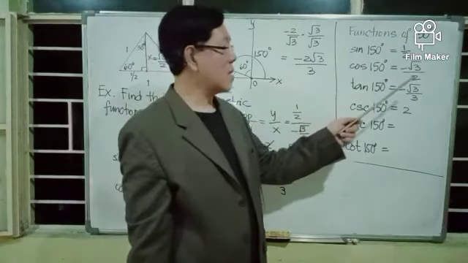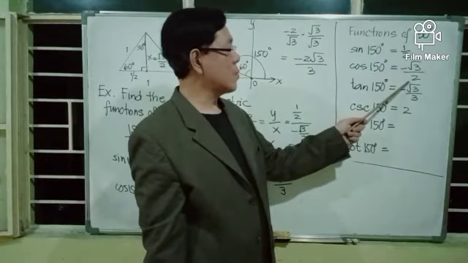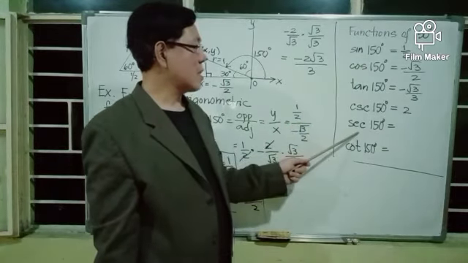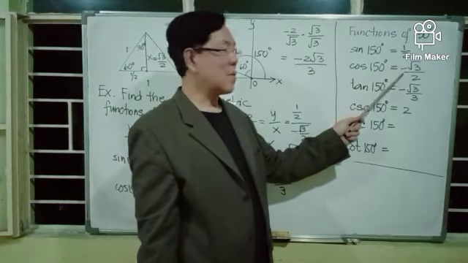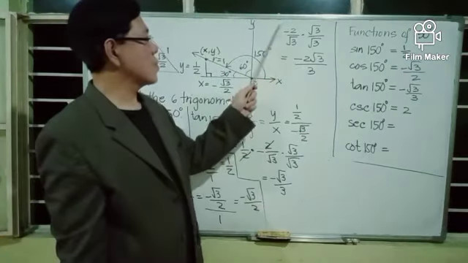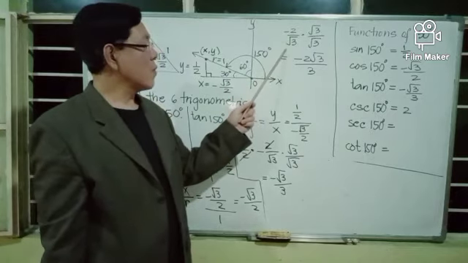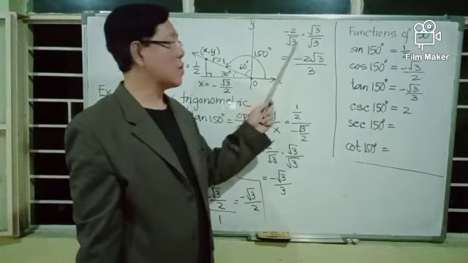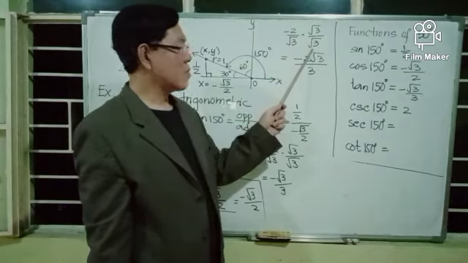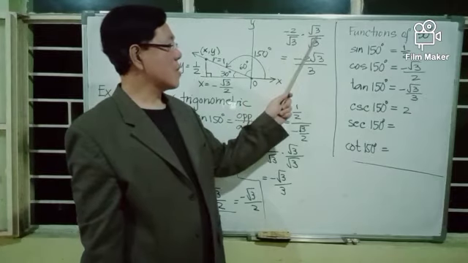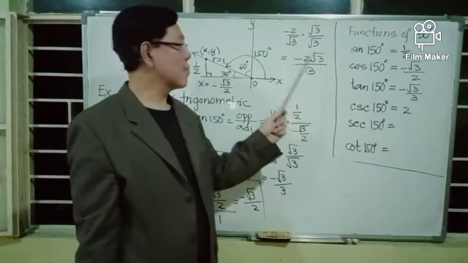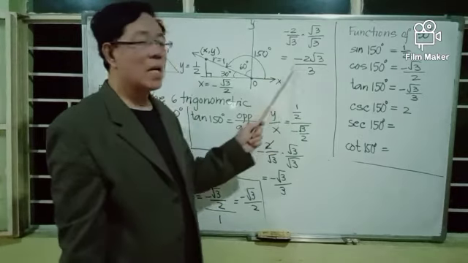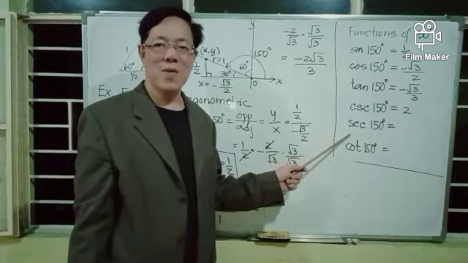The reciprocal again of negative square root of 3 over 2 is the value of secant of 150 degrees. And the reciprocal of negative square root of 3 over 2 is negative 2 over square root of 3. And we want to rationalize square root of 3 in the denominator. We multiply numerator and denominator by square root of 3. Negative 2 times square root of 3 is negative 2 square root of 3. Square root of 3 times square root of 3 simplifies to 3. And this is the value of secant of 150 degrees.